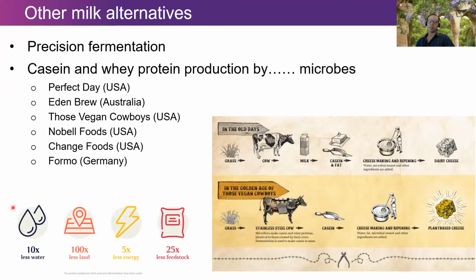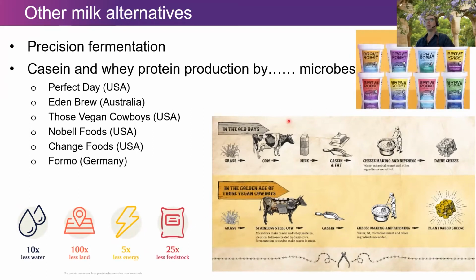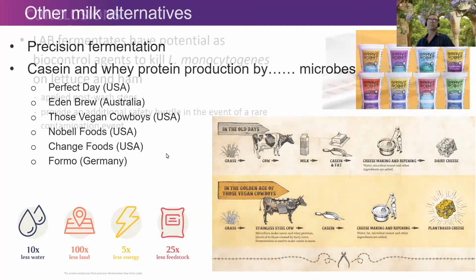So there's a range of advantages with this, with water use, land, energy, and feedstock. And Perfect Day are probably the most advanced, producing powders, protein powders, and so on, and putting their products into alternative foods like this ice cream that they're marketing at the moment.